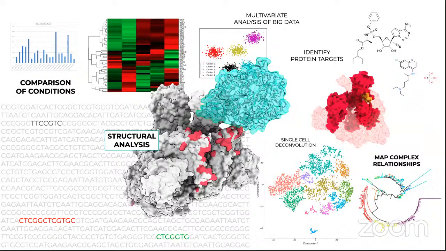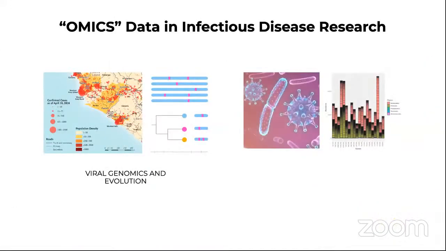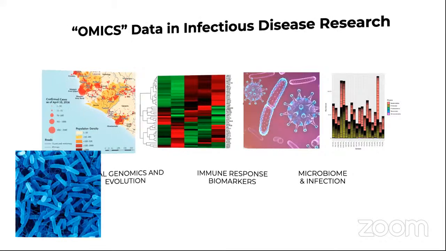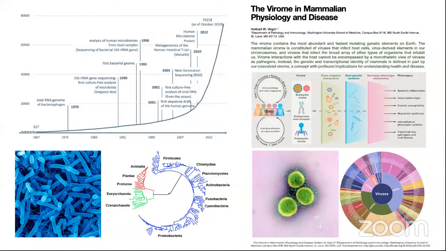And so what we want to do in this training program that we're going to describe in just a few more minutes about how this program is going to be organized, delivered, and how all of you can register, we would like to focus on a few different types of infectious disease data sets. And that includes viral genomics and evolution, immune response and biomarkers, and the microbiome and infection. And in fact, if you look at this kind of data, you will see that a lot of such data really contextualizes what we already know.